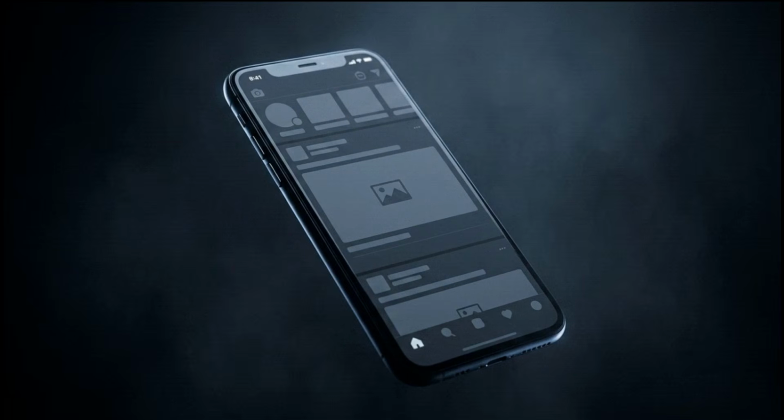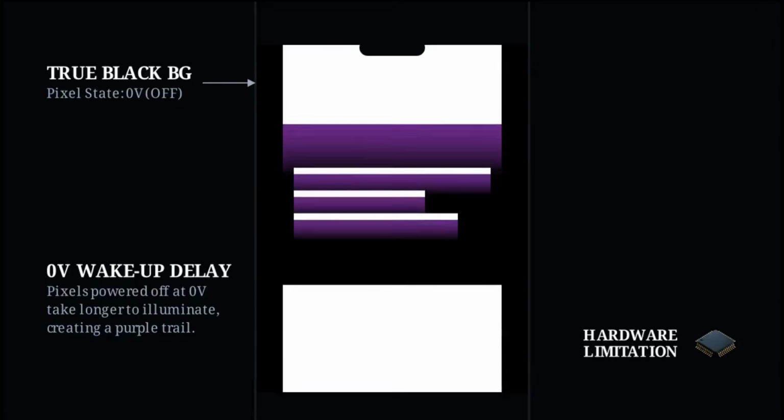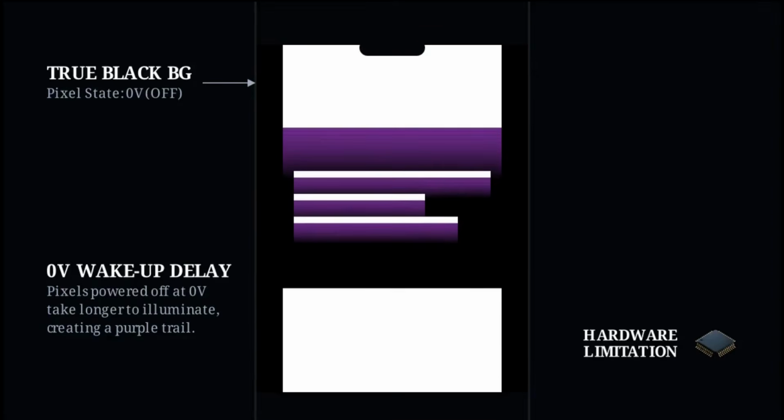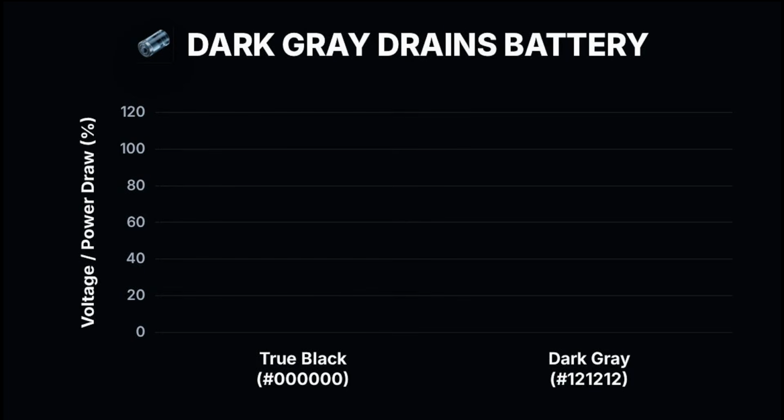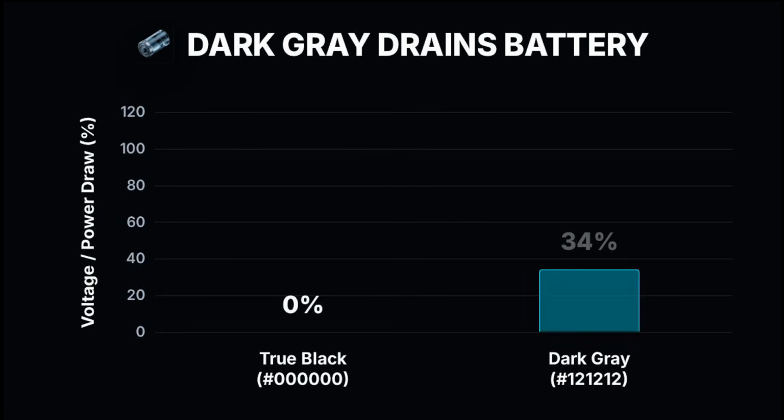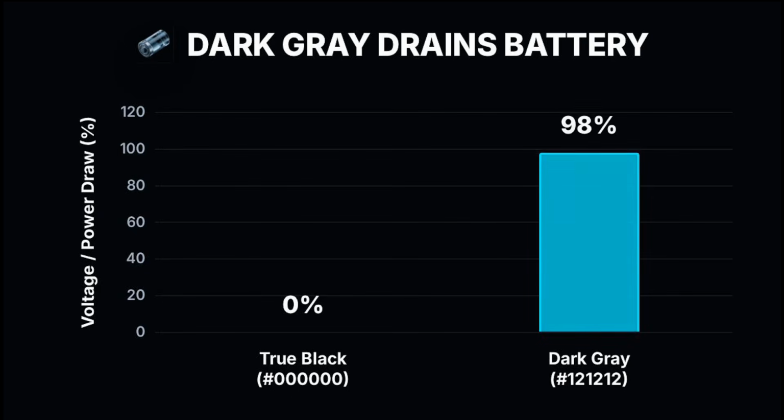Developers often design themes using a dark gray, like hex code 121212, to prevent a visual glitch known as contrast mirroring when you scroll through the interface. This chart illustrates rendering that specific shade. On the left, true black requires zero voltage. On the right, dark gray pixels receive continuous electrical voltage to emit light. Because they are actively energized, the battery savings drop significantly.